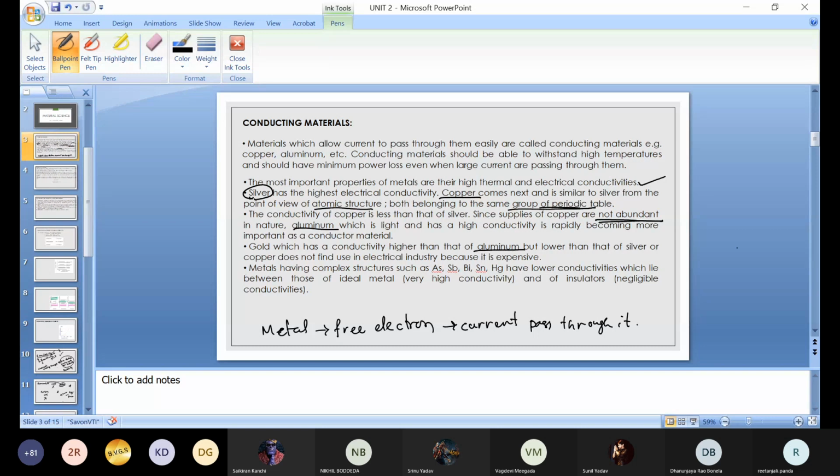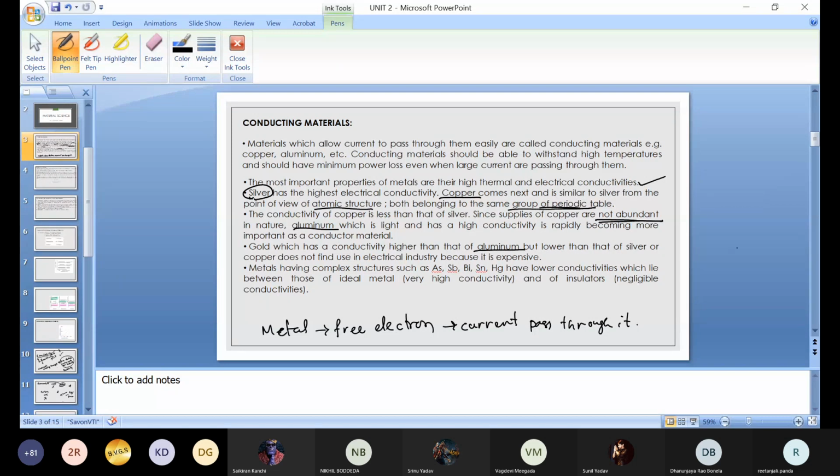Okay, so silver has the highest conductivity, then copper. But for these two materials, the availability is limited and the price is high. That's why we are not able to use them everywhere in our day to day life. We have specific applications for these two materials as conductors.